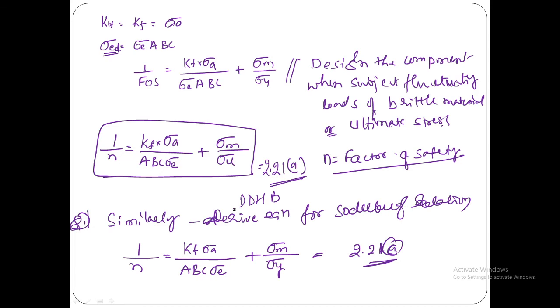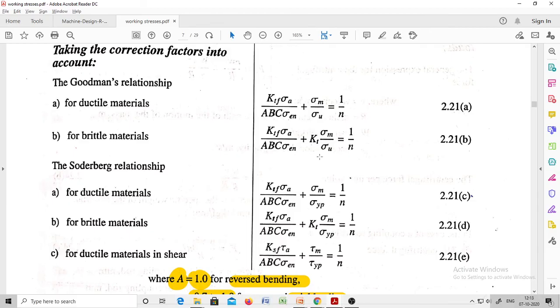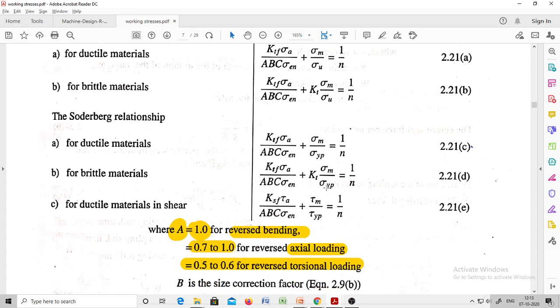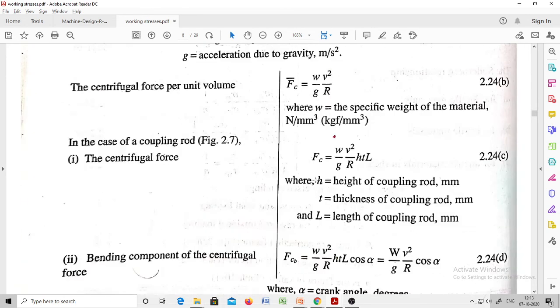So let us go to another parameter here, KT. I think this is again a stress concentration factor.